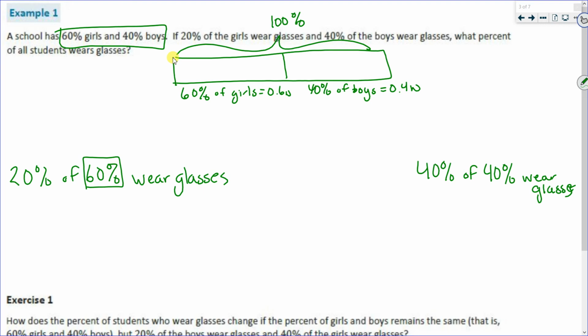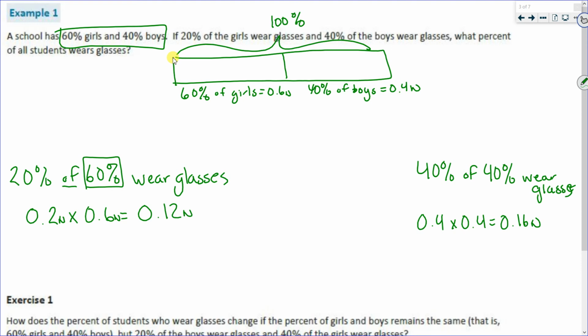Well, it's a multiplication problem. Remember, the word of means multiplication. So it's 0.2 times 0.6, which gives us 0.12, and we're going to use the letter N here as well. So these are going to be N's. Okay, so we get 0.12N. 40% of 40% wear glasses. So that's going to be 0.4 times 0.4, which gives me 0.16N again.